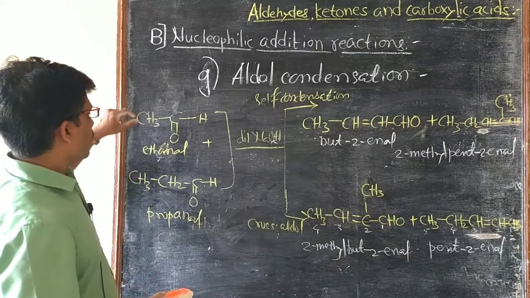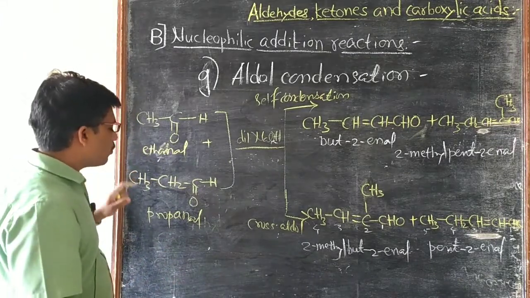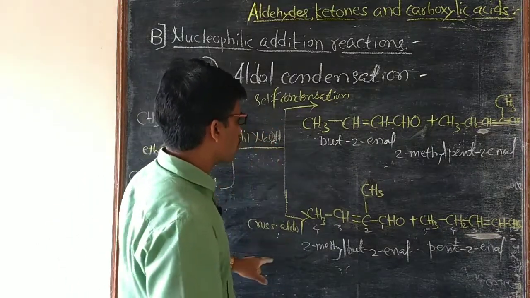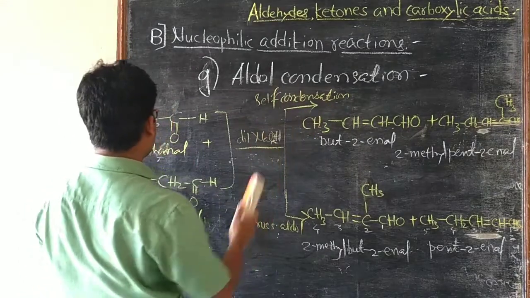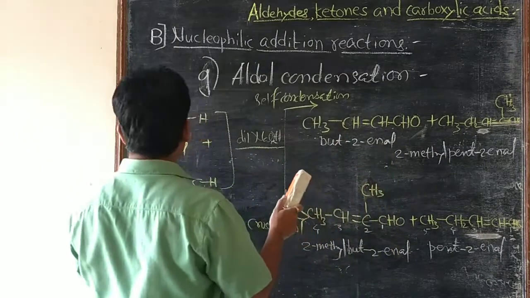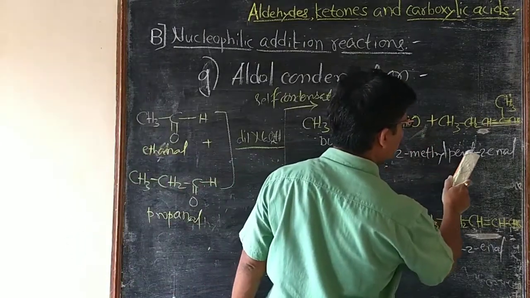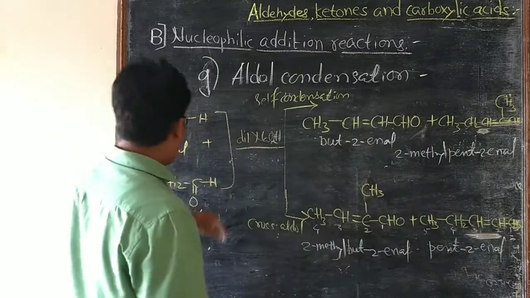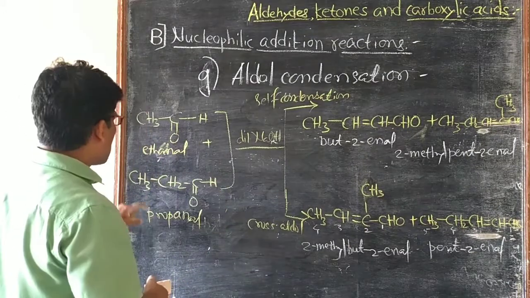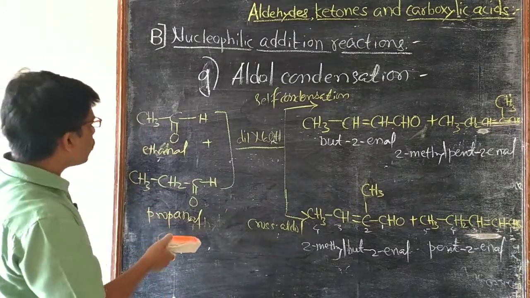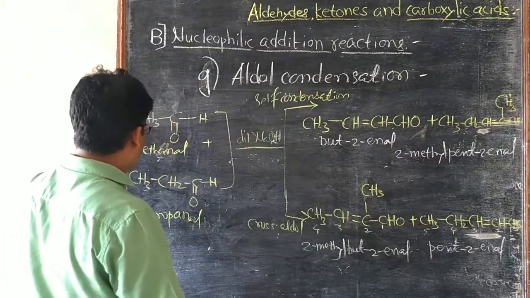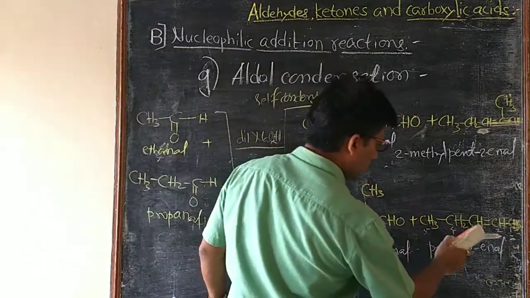That is, when a mixture of ethanal and propanal reacts with dilute alkali, it forms a mixture of 4 products. After self condensation, ethanal combines with ethanal to form but-2-enal, and propanal combines with propanal to form 2-methylpent-2-enal. Then after cross condensation, when the carbanion from propanal attacks ethanal, it forms 2-methylbut-2-enal, and the attack of the carbanion from ethanal on propanal forms pent-2-enal.